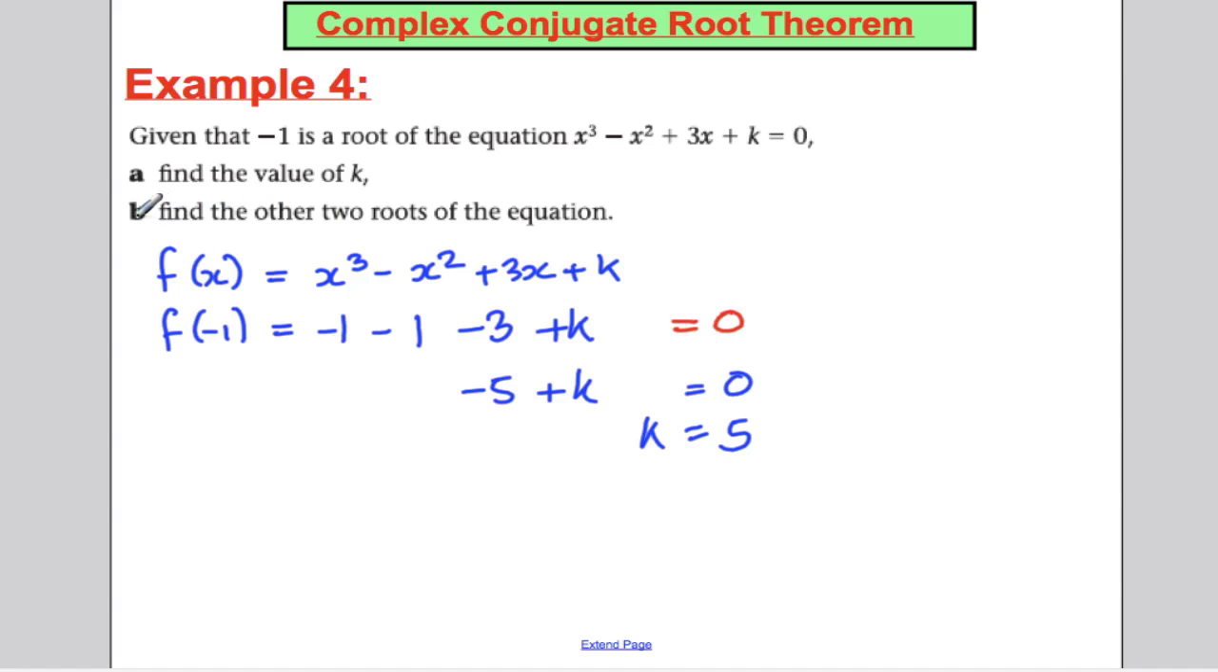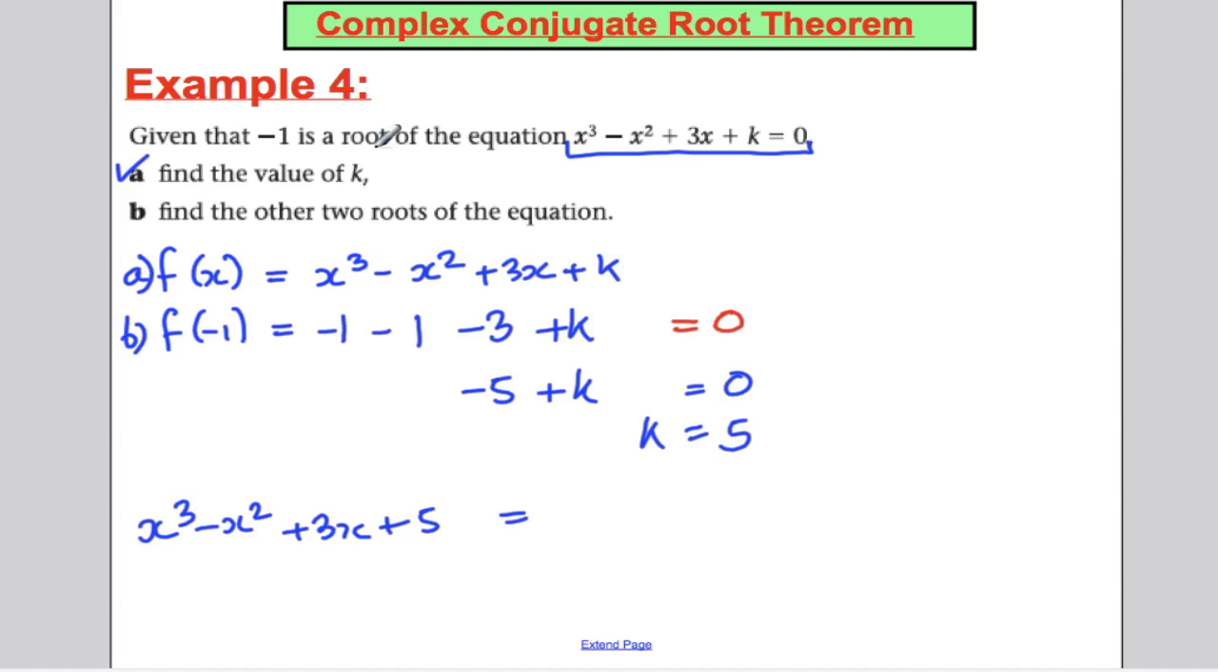Now, it asks you then, we've done part A, so this is part A nicely done. It asks you to find the two other roots of the equation. So let's do what we did previously. We know k now, so we can write this as a full cubic. So I'm trying to factorise x cubed minus x squared plus 3x plus 5.